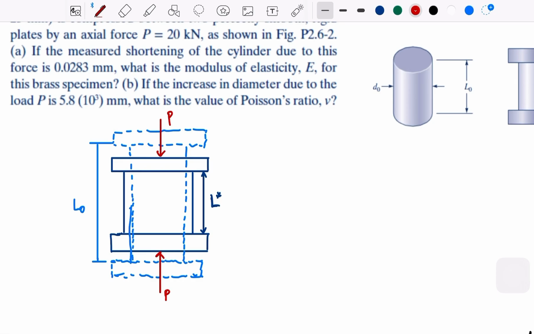Oh, the width. Let's say the diameter. The width is the diameter. Let me write the diameter. This is D. Let's say this is D, the original diameter, and this is after compression. So let me write D with a star, asterisk.